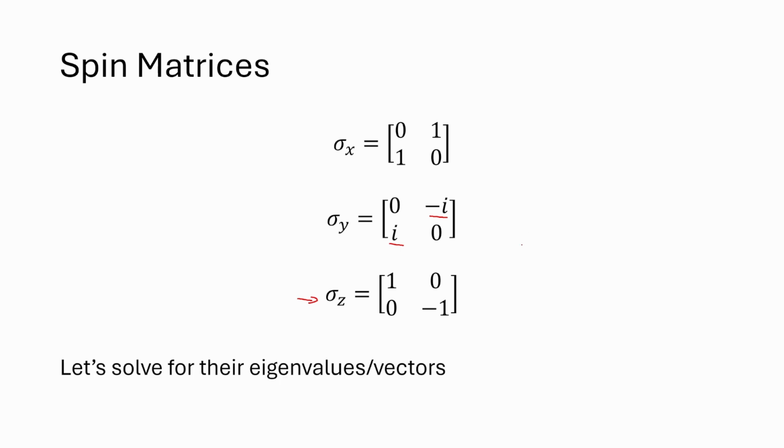Okay, so these matrices will tell us things about directionality of spin and systems. Let's do some math. We'll solve for the eigenvalues of spin x. And so we write our characteristic equation, determinant of matrix minus lambda times the identity equals 0. Hopefully you remember that from the last video.